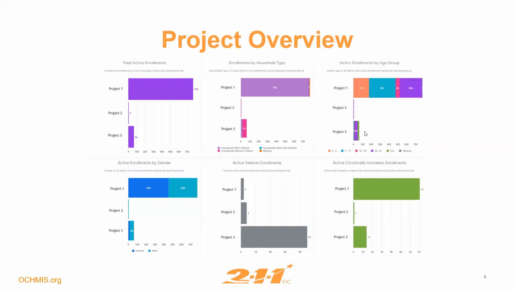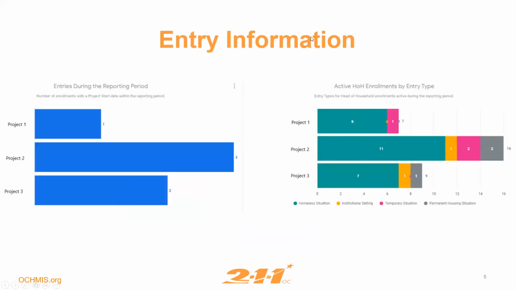All right, I'm not seeing any other feedback, so I'm going to keep going. The next section of the dashboard is specific to entry information. So again, it's all at the project level. And you can see the number of entries that occurred during the reporting period for each of your projects. And then for all clients active in the project, you can see where they're entering from. So you can see homeless situation, institutional, temporary, permanent, and missing is an option, but none of these were missing. So you'll be able to see that breakdown also.